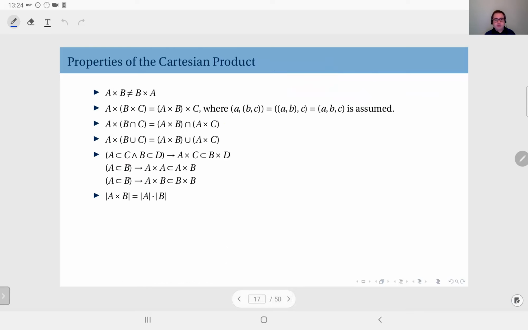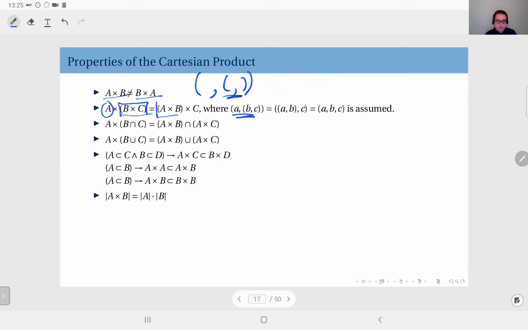Let's look at the properties of the Cartesian product. First of all, since the order is important in an ordered pair, A times B in general is different than B times A. You have to switch the order of ordered pairs to obtain one from the other. And it's associative: (A times B) times C is equal to A times (B times C). But here you see, this here is a set of ordered pairs. So when you take the Cartesian product of A with B times C, what you get is ordered pairs where the second element is also an ordered pair of this form.